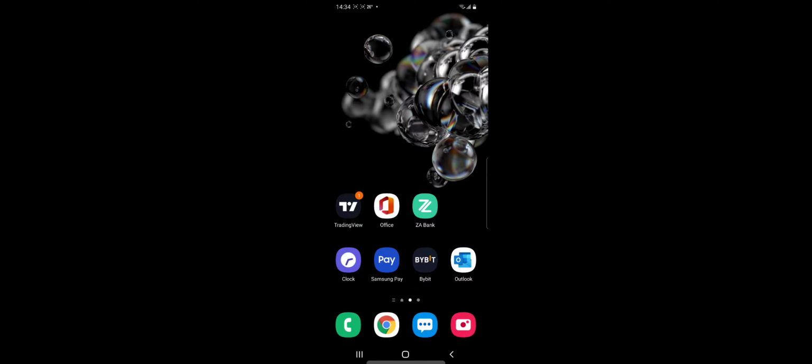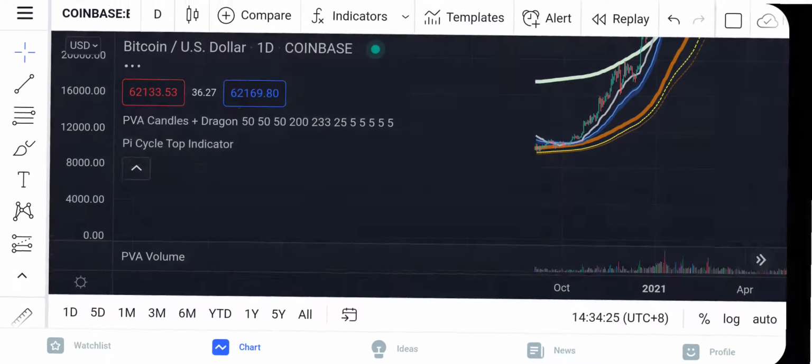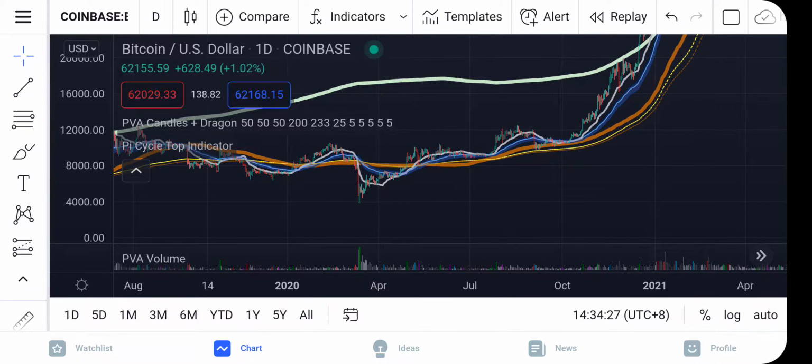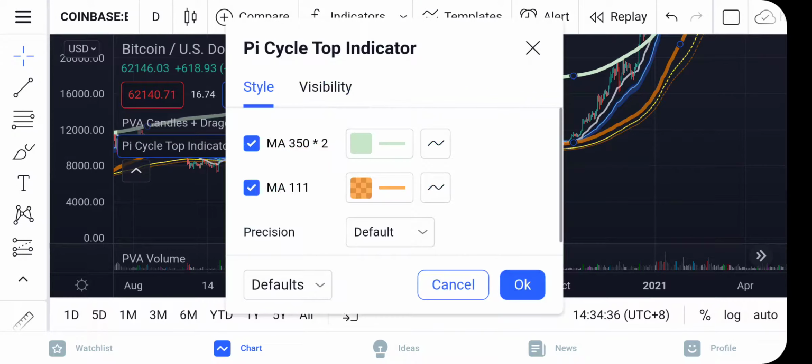So here I have my Bitcoin, right? And what is going on here is very interesting, because I'm going to show you this new indicator called the Pi Cycle Top Indicator. If you have never heard about it, it doesn't really matter. What matters is how we use it. What's the purpose of this indicator? The purpose is to identify tops.